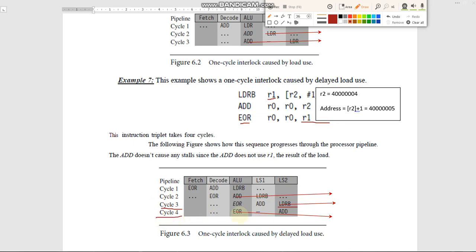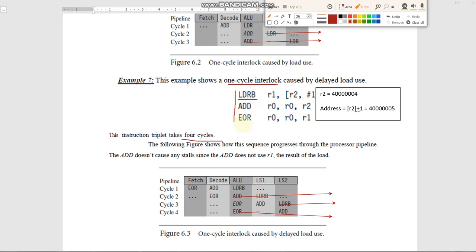When cycle 4 begins, EOR is in the ALU phase, and all the data, that is source 1 R0 and source 2 R2, are both ready in the register bank, and the ARM processor completes the execution of the EOR instruction at the end of cycle 4. So that is why the processor will take 4 clock cycles to complete the execution of these 3 instructions, because of one cycle interlock which is caused by the LDRB instruction.